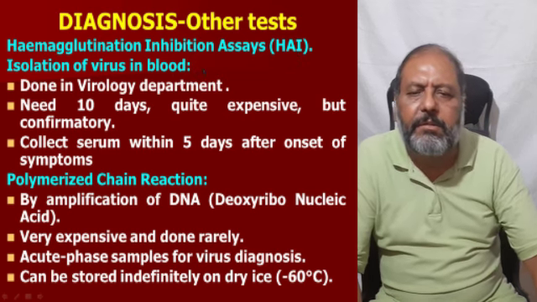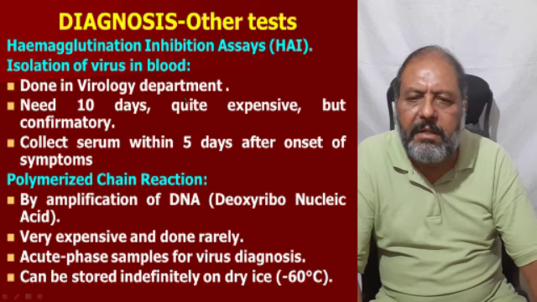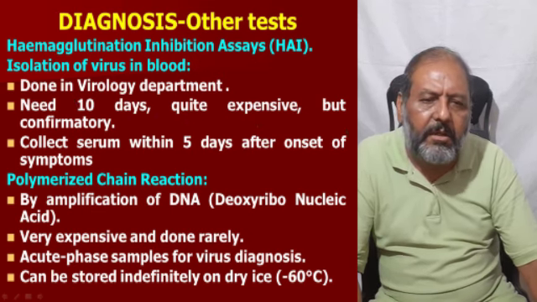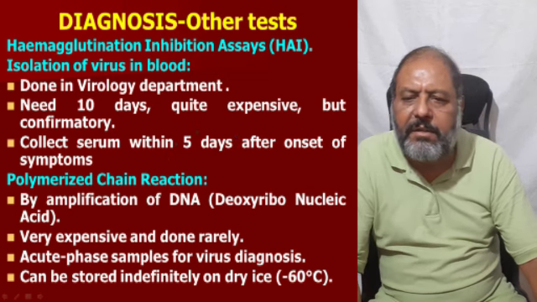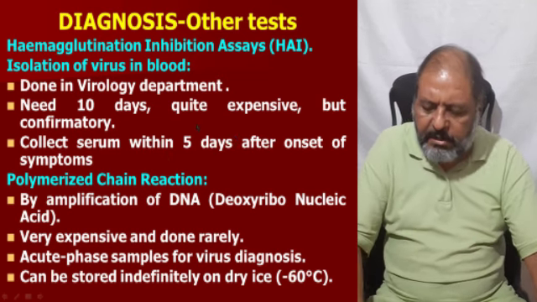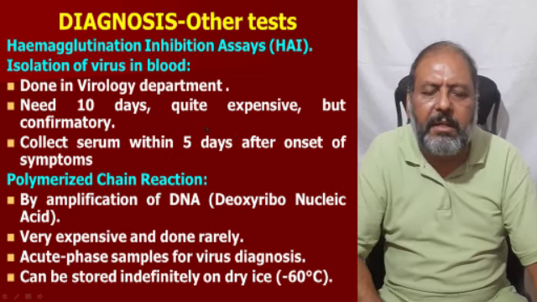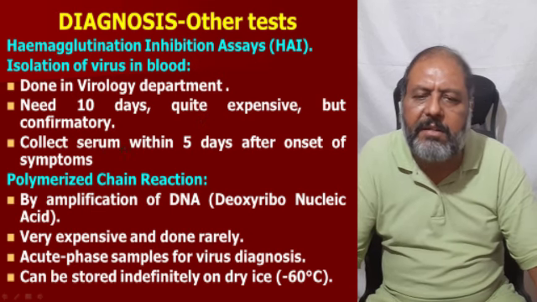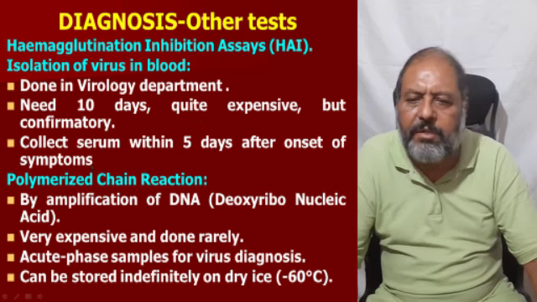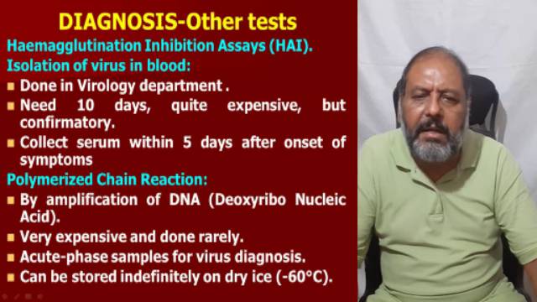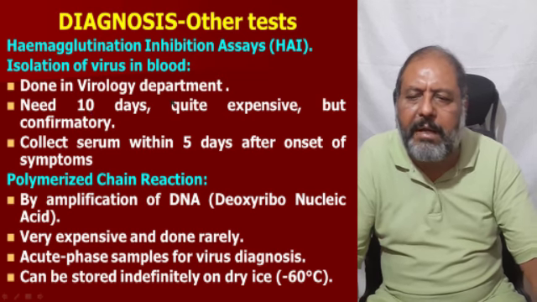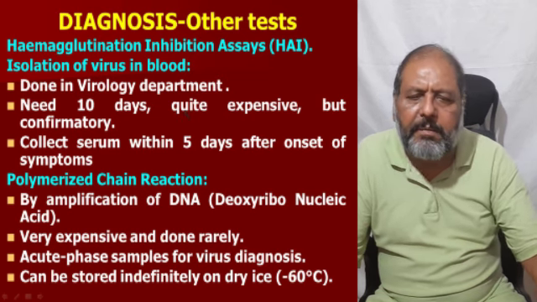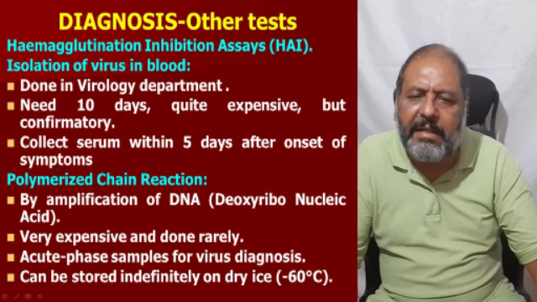The other tests for the diagnosis are the hemagglutination inhibition test, HAI, and isolation of the virus in the blood, that is culture of the virus done in the virology department, which needs 10 days for the result, quite expensive but confirmatory, and one cannot wait 10 days for the result because in those days anything can happen. Collect serum within 5 days after onset of the symptoms for this isolation of virus in blood. These are just academic tests to remember but not practically applicable.